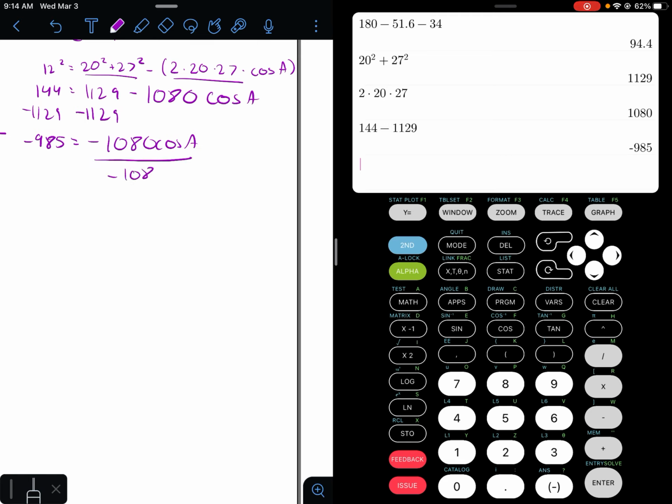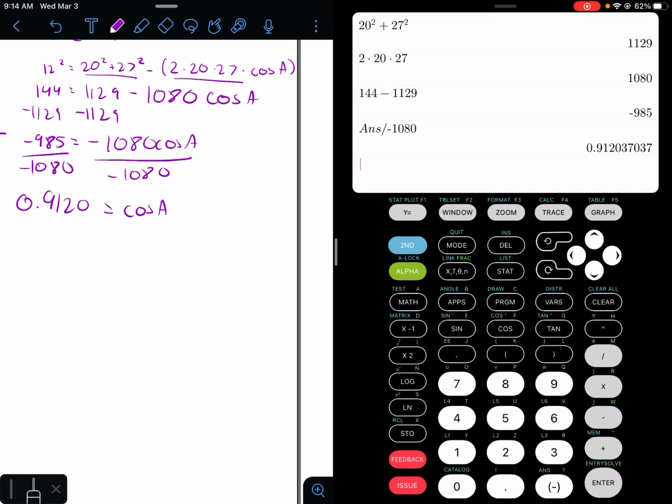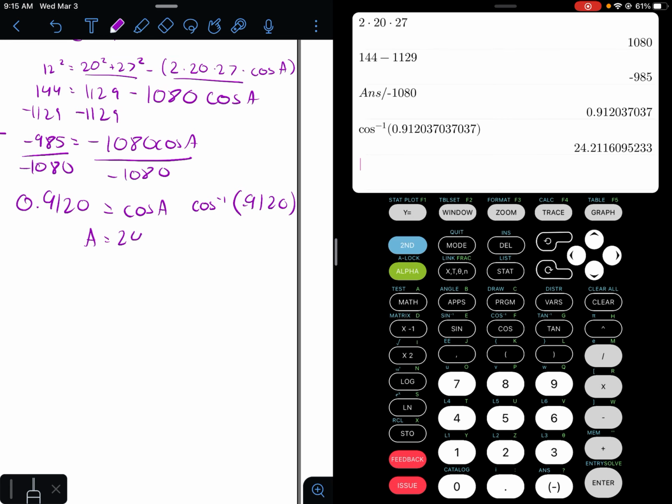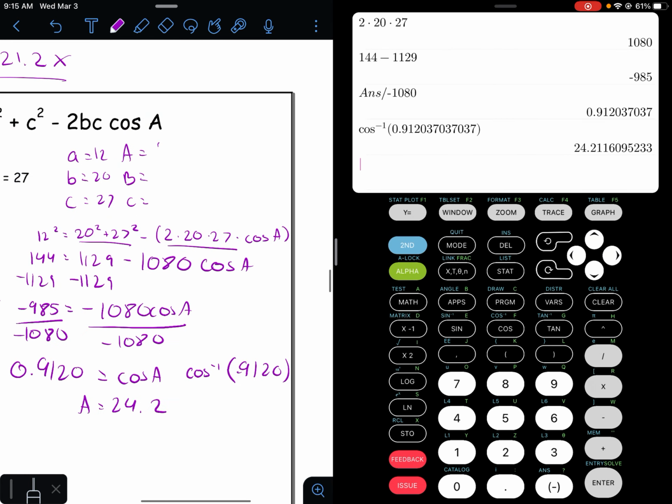Then we just got to divide by negative 1080. So divide this by negative 1080, and we get 0.9120 equals cosine of A. So we're just going to do cosine inverse of that, and we get that angle A is equal to 24.2.